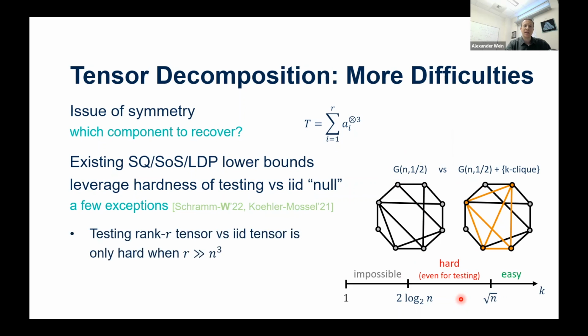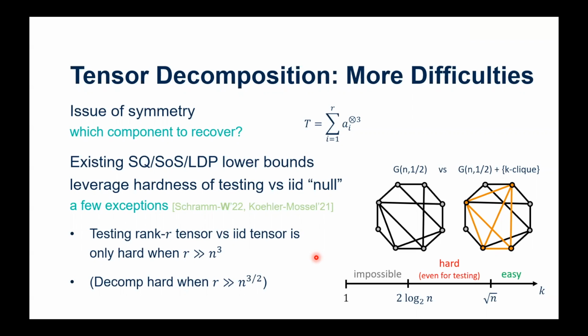Now, what happens for tensor decomposition? Well, you could try the same thing, right? Let's think about, can you distinguish between a rank R tensor versus an IID Gaussian tensor, say? The problem is that this distinguishing problem actually is not that hard. It has a different threshold. It's hard only when the rank is bigger than n cubed, whereas we would hope to show that decomposition is hard when rank is bigger than n to the 3/2. So if we want to prove this result, we're not going to be able to do it by leveraging this type of testing hardness. And that's really why we need some new techniques here. Does that make sense?